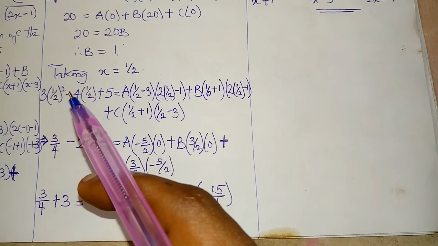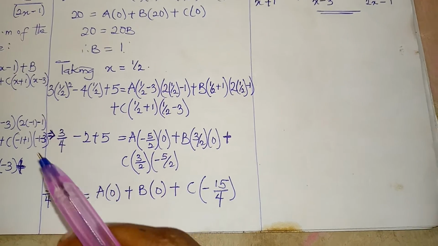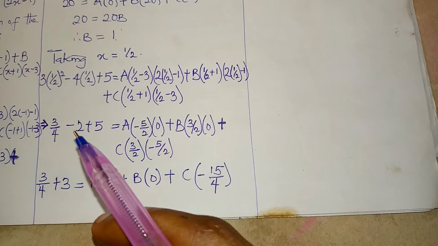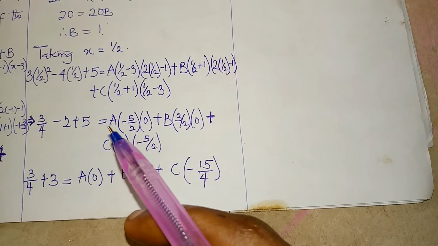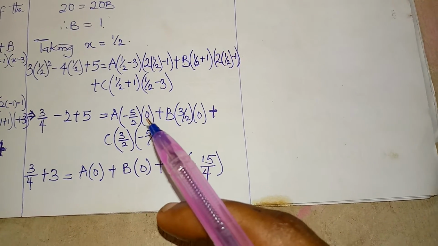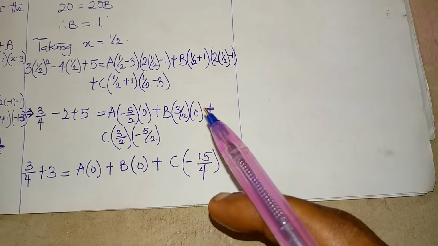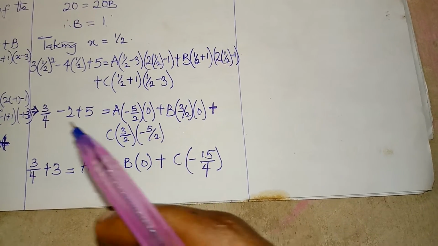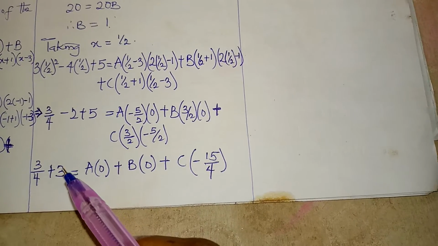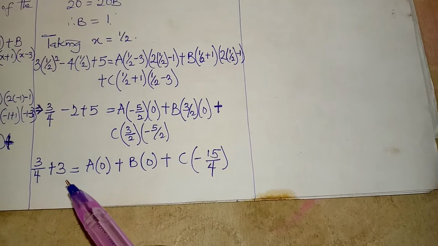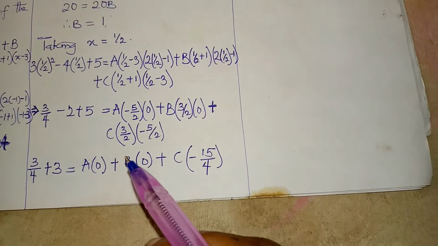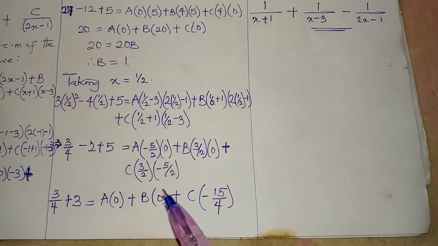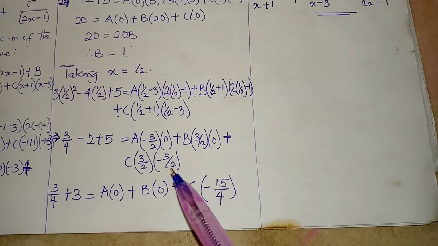So 1 over 2 squared gives us 1 over 4. 1 over 4 multiplied by 3 gives us 3 over 4, minus 2, plus 5, equals a into bracket minus 5 over 2 into bracket 0 plus b into bracket 3 over 2 into bracket 0 plus c into bracket 3 over 2 minus 5 over 2. Minus 2 plus 5 gives us plus 3. 3 over 4 plus 3 gives us a into bracket 0 plus b into bracket 0 plus c into bracket minus 15 over 4, after multiplying 3 over 2 by minus 5 over 2.